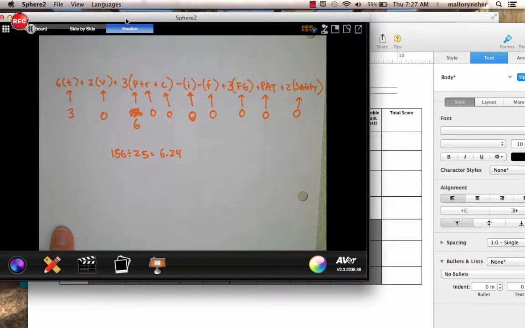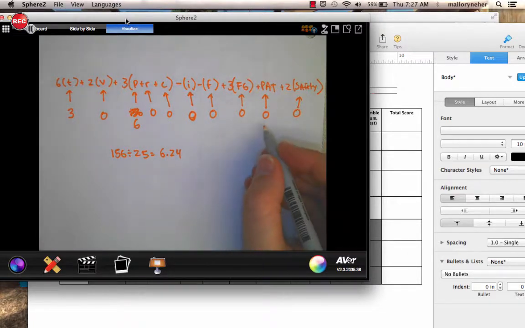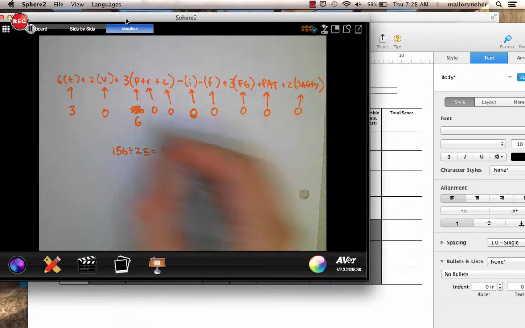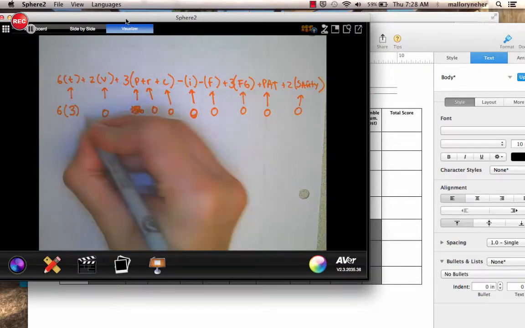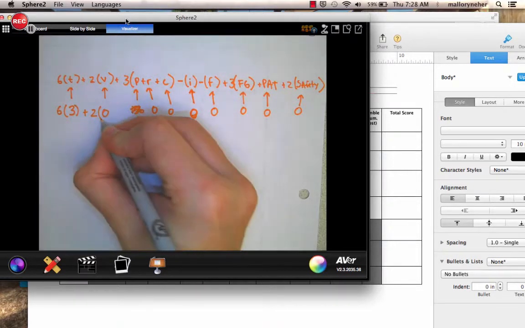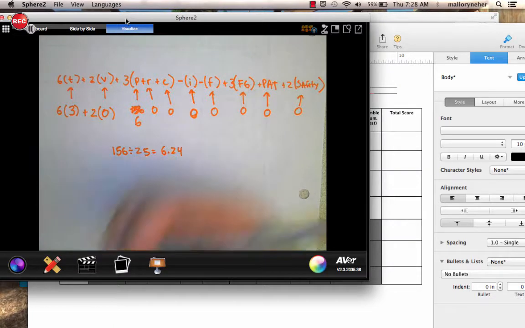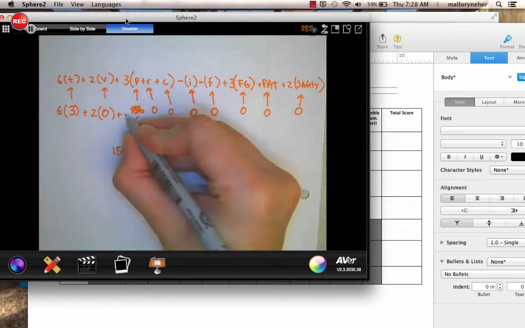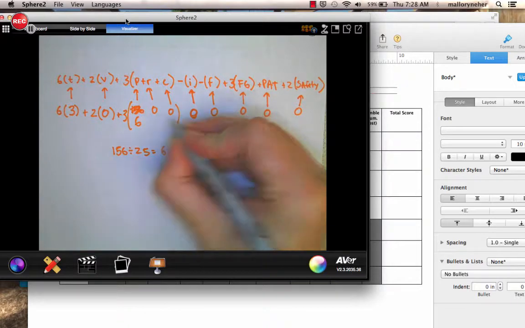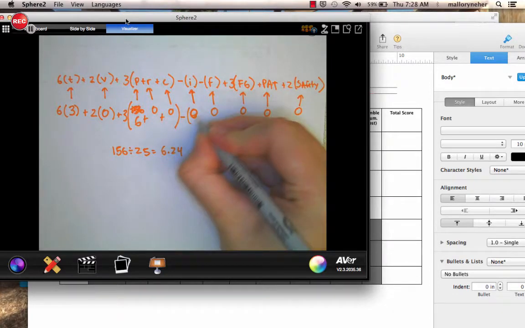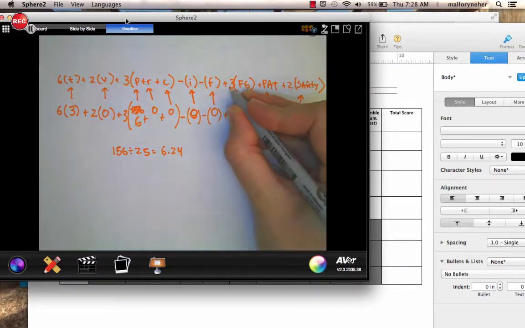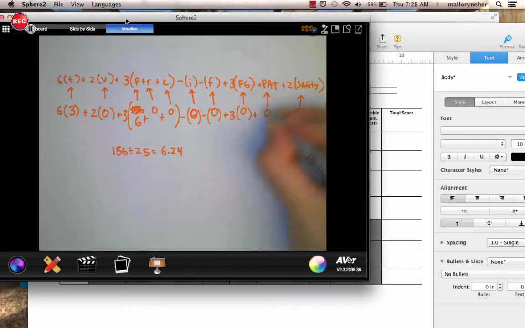So basically, we just have to do this little bit of math. A lot of zeros, which makes Aaron Rodgers' math a little bit easier to do. So 6 times touchdowns, we're going to do 6 times 3, plus 2 times V, well, V was our 0 for 2-point conversions, plus 3 times 6 plus 0 plus 0, minus 0 minus 0, plus 3 times field goals, well that's 0, plus PAT, 0, plus 2 times the safeties, 0. All these zeros are going to be easy to deal with.